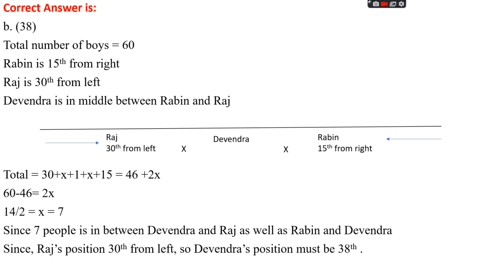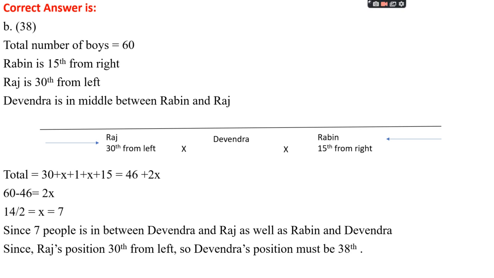Total number of boys in the class is 60. Ravin's rank from the right-hand side is 15, and Raj is 30 from the left-hand side. Devendra is in the middle between Ravin and Raj. So let's say there are x people between Raj and Devendra, and the same x people between Devendra and Ravin. Up to Raj there are 30 people, plus x people between Raj and Devendra, plus one is Devendra himself, plus x people between Devendra and Ravin, and up to Ravin there are 15 people. So we have 46 plus 2x.